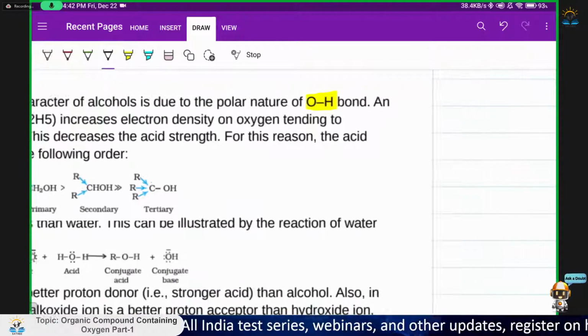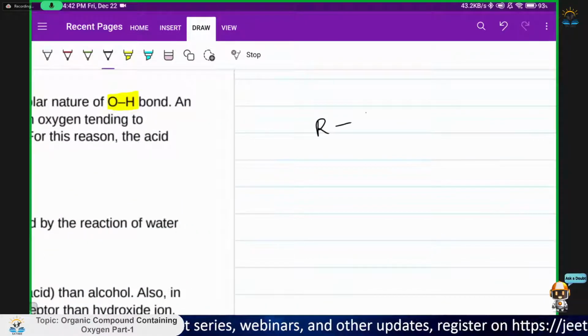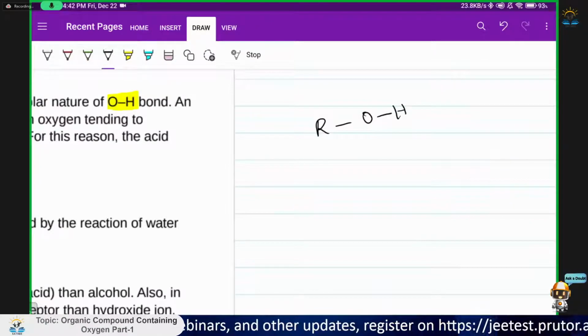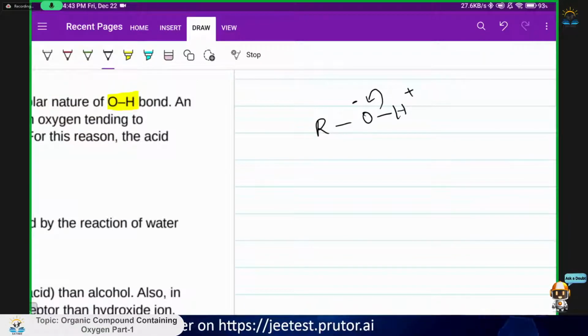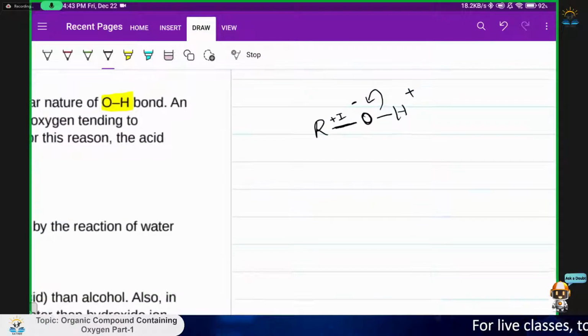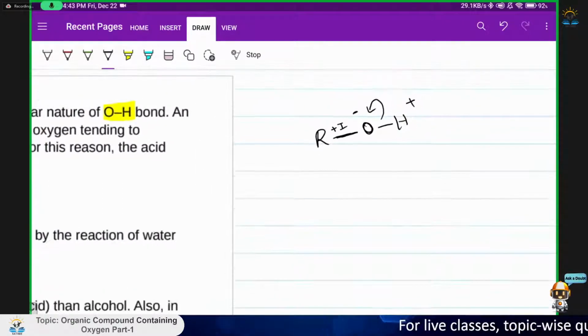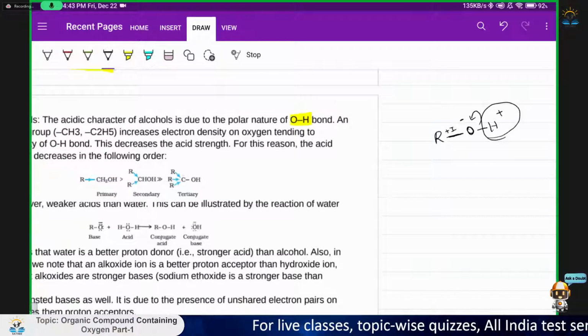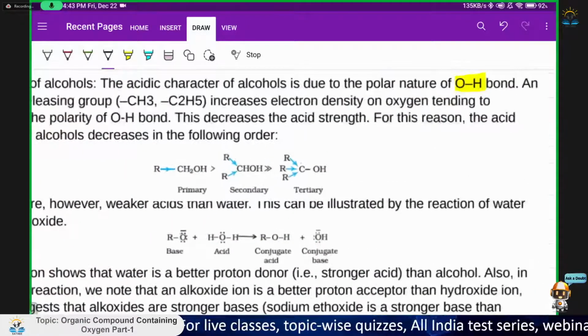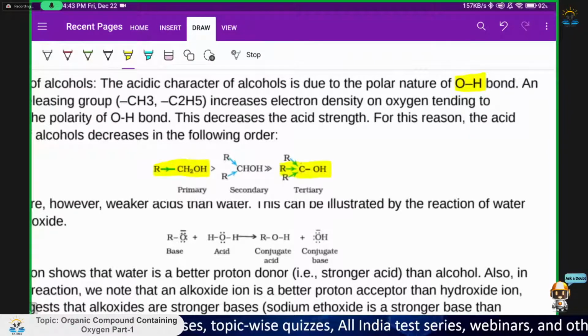We know in alcohol there is the OH bond. When this bond is shifted towards oxygen, oxygen gets a slight negative charge and hydrogen gets a positive charge. We know that the R group is an electron donating group, or it has a plus I effect. So when the R group is attached, the negative charge on the oxygen atom gets further increased. As the number of R groups attached to the oxygen increases, the tendency for H plus to leave decreases. So when the number of alkyl groups increases, the acidic character of alcohols decreases. Therefore, primary alcohols will have the most acidic character, and tertiary alcohols will have the least acidic character.